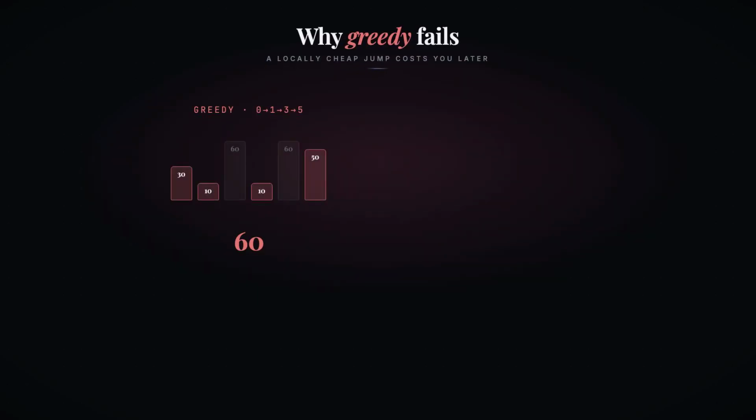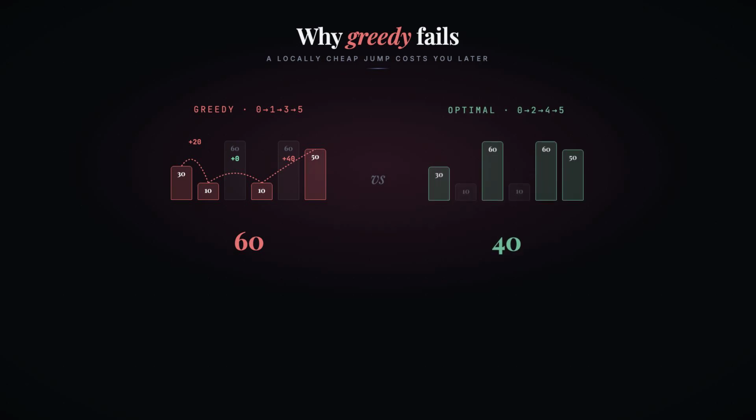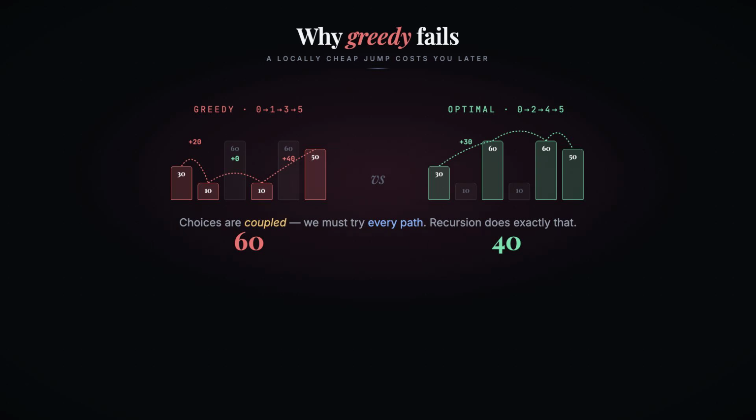So why not just be greedy? Always jump to the cheaper neighbor. On this example, greedy gives us 60. But look at this other path, 0, 2, 4, 5. 30 plus 0 plus 10, only 40. A locally cheap jump forced expensive jumps later. The choices are coupled, so we must consider every path.